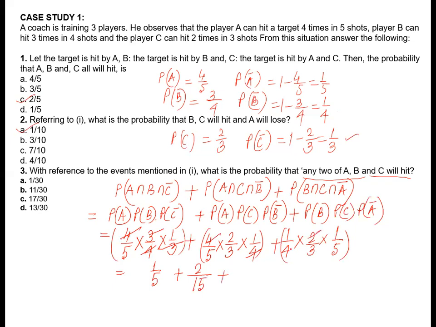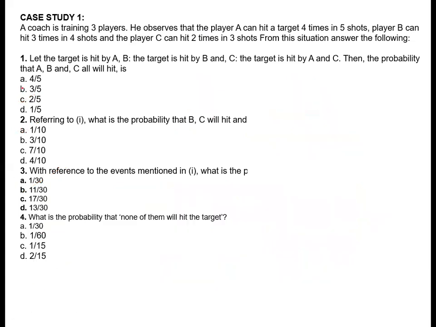Next is 1 by 30. So LCM is 30. 6 plus 4 plus 1, 11 upon 30. What is the answer? 1 by 30, no, 11 by 30. That is the answer. Then coming to next part. So first part, the answer was 2 by 5, 1 by 10, 11 by 30.